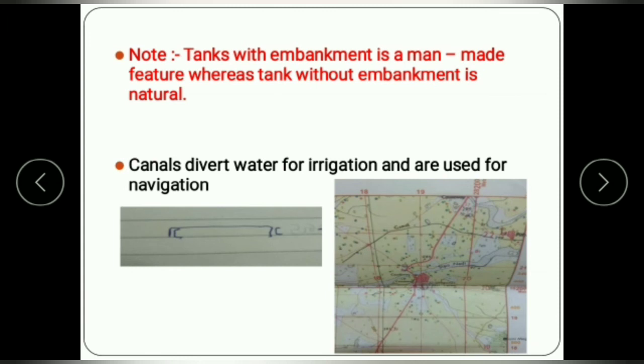You will learn about man-made and natural features in the next class. So you will understand what the man-made and natural features in the topographical map are. Canals divert water for canal irrigation and are used for navigation. So canals, the symbol is like this, and this water is drawn from the rivers and then used for irrigation activities. Like you can see on the topographical map, canals are given.